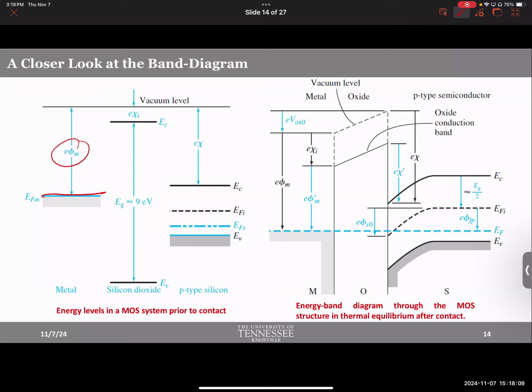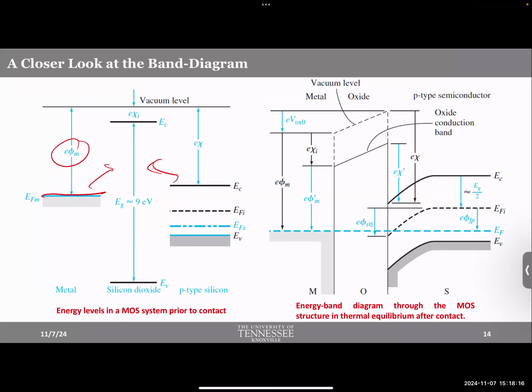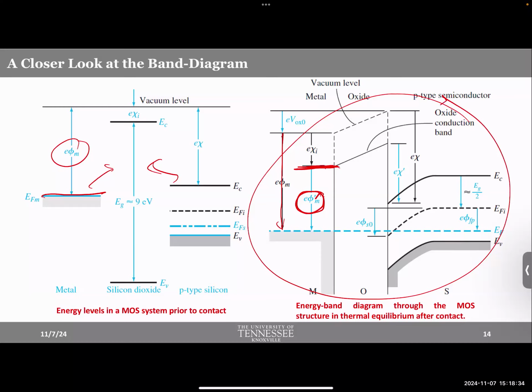But when you connect these materials together, they all bend and the bands reshape themselves, right? So then you could define phi m again with respect to the oxide energy level. That is phi m prime. This is the real phi m, and this is phi m prime. So when you derive the post-contact band diagram, we deal with the primed quantity, not the real quantity. Are you guys still with me?